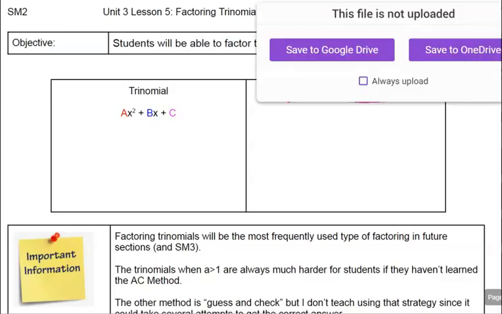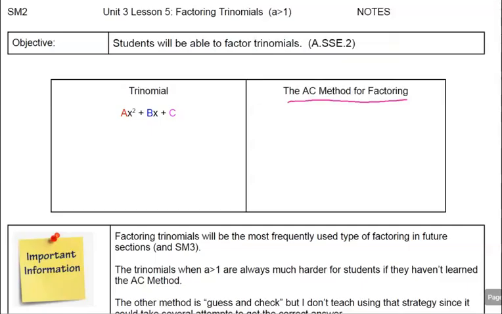The reason why I want to do this section separately is because some students do discover shortcuts for the last section when a equals 1, but when a is greater than 1, there is no shortcut. You can use guess and check with FOIL, but the AC method is the way to get it every single time without guess and check. So if you're familiar with that, this will seem the same because it is.